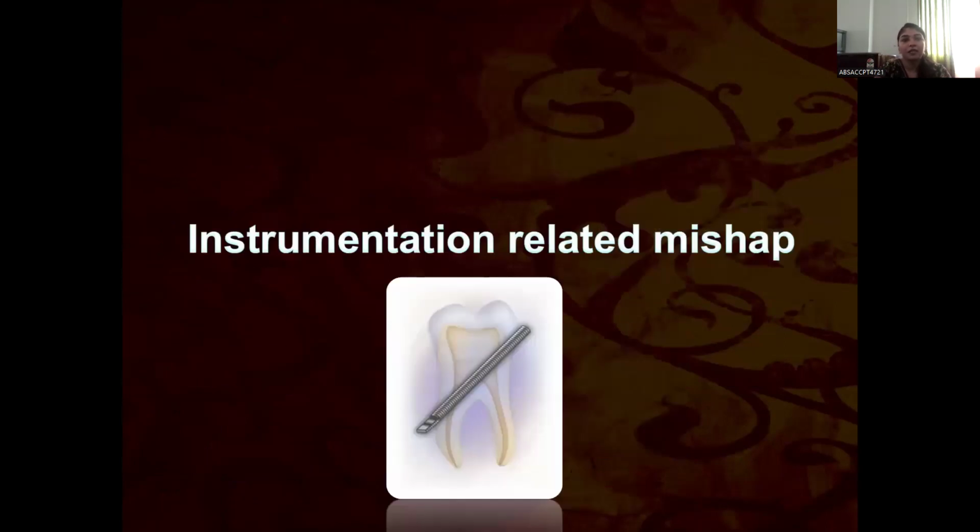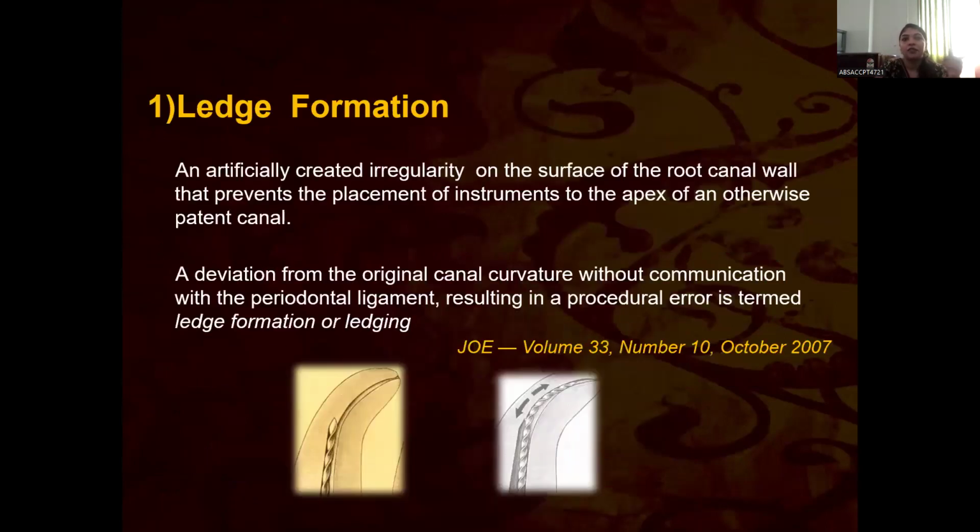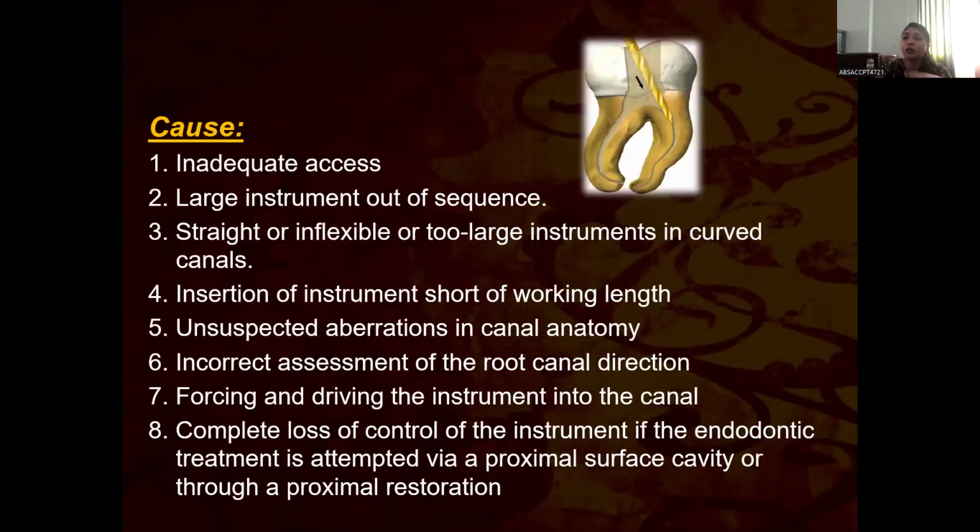Now, instrumentation-related mishaps. First is ledge formation: an artificially created irregularity on the surface of the root canal wall that prevents the placement of the instrument to the apex in an otherwise patent canal. A deviation of the original canal curvature without communication with the periodontal ligament, resulting in a procedural error, is termed a ledge or ledging. Now, what are the causes? First is inadequate access. Second, large instruments out of sequence. Third, straight or inflexible or too large instruments in a curved canal.